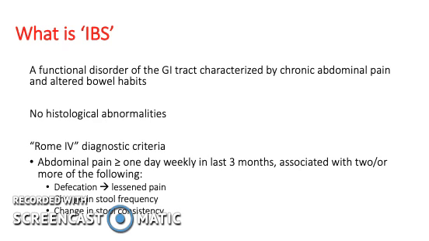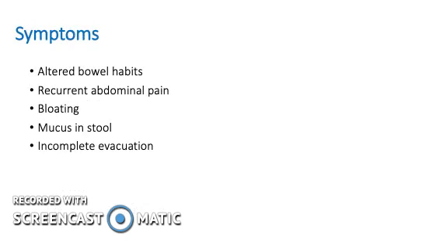And what we use to diagnose IBS is the Rome 4 Diagnostic Criteria. It involves abdominal pain for more than or equal to 1 day weekly in the last 3 months associated with 2 or more of the following: defecation resulting in lessened pain, change in stool frequency, and stool consistency. Some of the symptoms that people with IBS have are altered bowel habits, recurrent abdominal pain, bloating, mucus in stool, and incomplete evacuation.